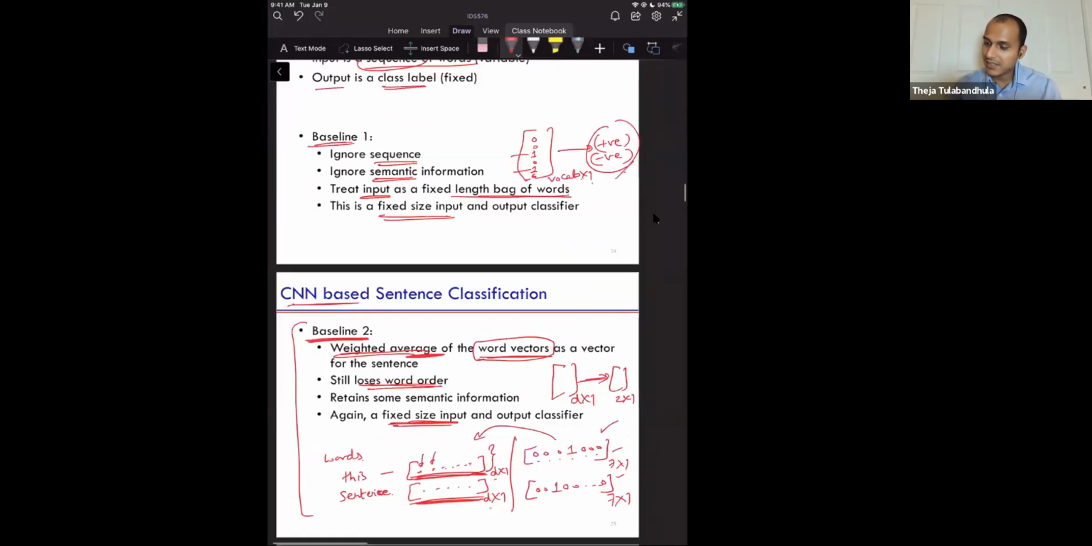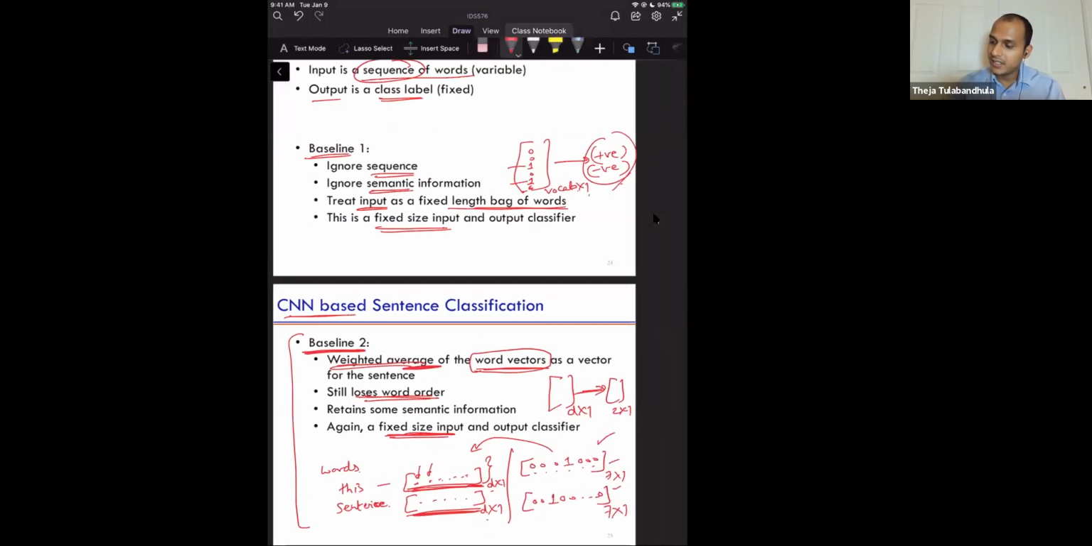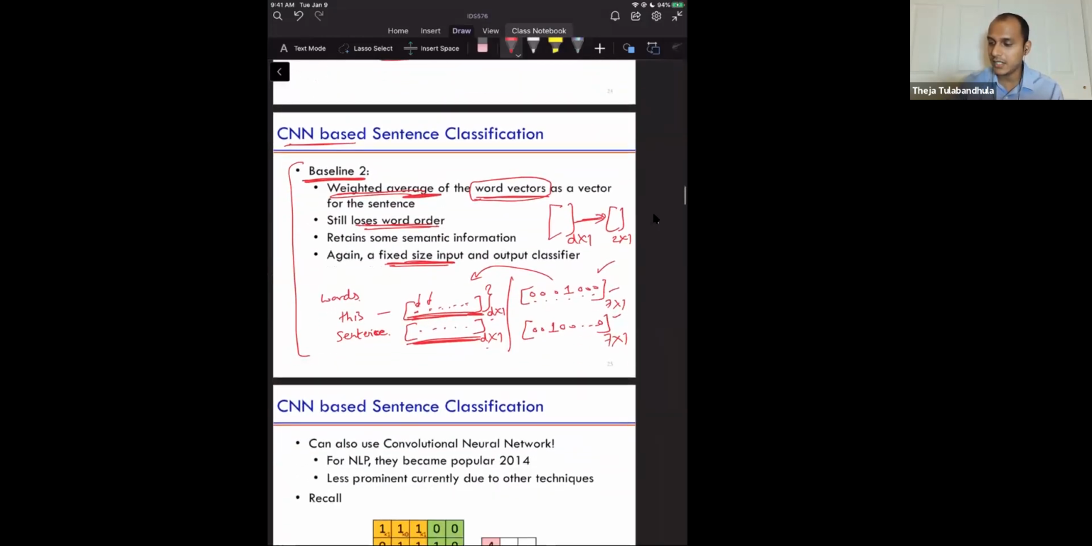Same thing with this baseline 1. I'm looking at a vocab-size vector, and the vocab size is fixed irrespective of whether your sentence has 10 words or all the words in the vocabulary. So these are simple baselines. The second one requires word vectors, and even the CNN one requires word vectors. It's a teaser for us to learn word vectors later.